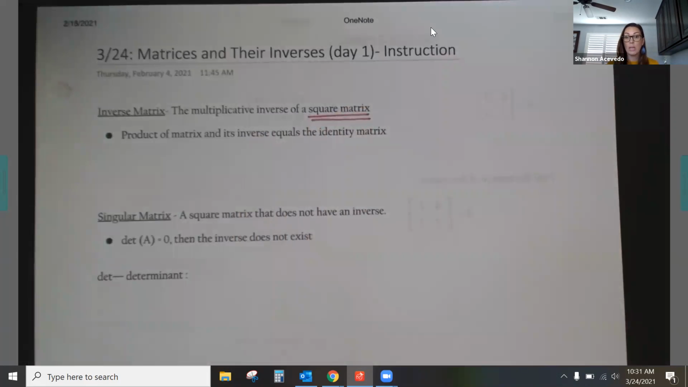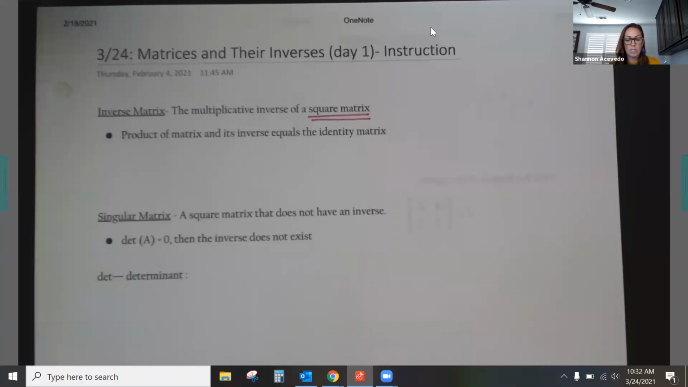Similar to when we talked about finding the determinant, in order to find the determinant, it has to be a square matrix. In order to find an inverse, it has to be a square matrix. Now, just because it's a square matrix doesn't automatically mean it has an inverse. So something to think about.